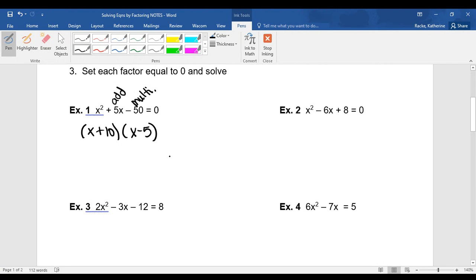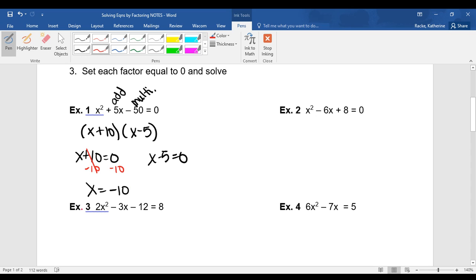So now that we made sure the equation was set equal to 0, we factored the expression. Now we're going to set each factor. Okay, so x plus 10 equal to 0 and x minus 5 equal to 0. Now what we're going to do with each one of these is solve for x. So x plus 10 equals 0. To solve for x, all I need to do is subtract 10 from both sides. 10 minus 10 is 0. Okay. And then I carry down my x, and 0 minus 10 gives me a negative 10.